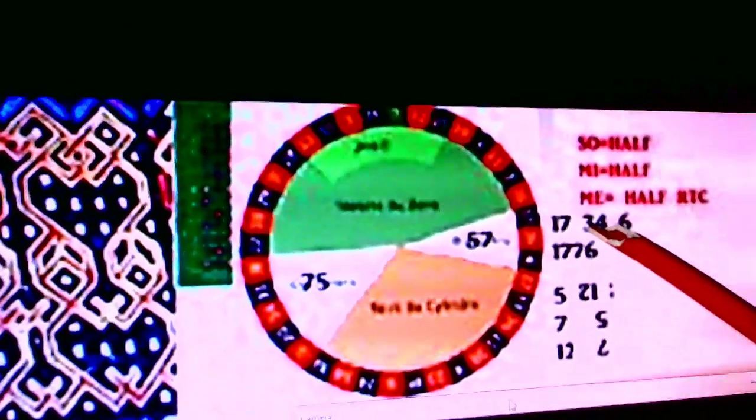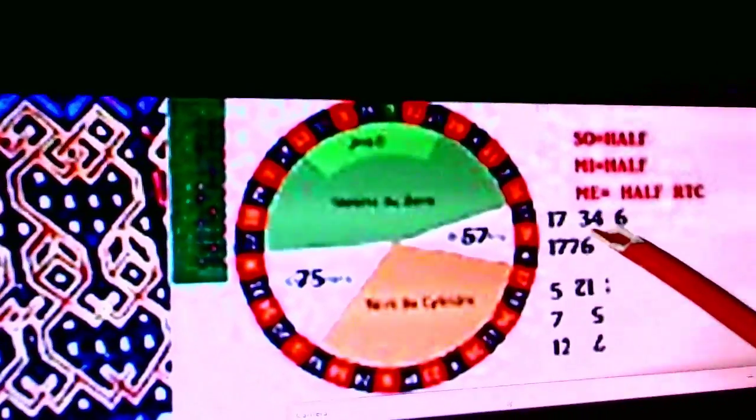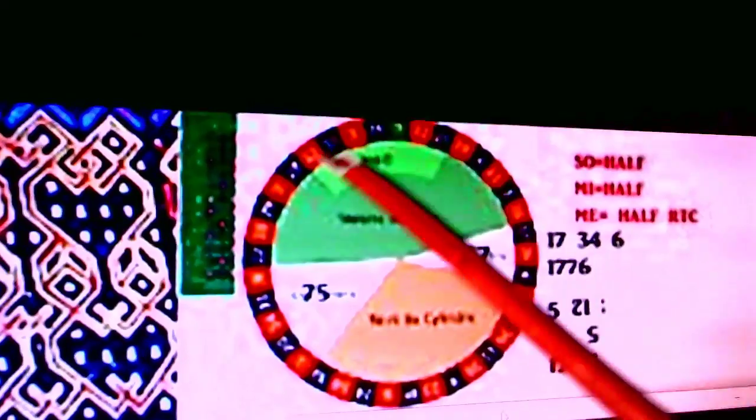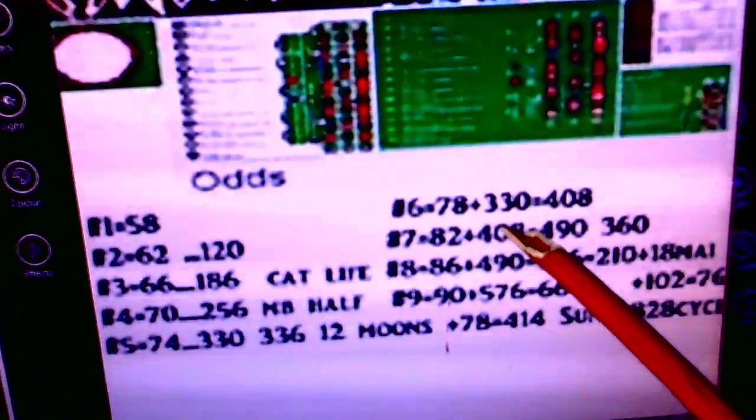Over here it says 1734-6. 1734, this is Mars, equals 1776. This is 75. 7 and 5 is 12. 1 and 2 is 3. So this is the half-life. How many numbers up here? How many numbers down here? I have not counted yet. This is on the European side of roulette. There's the North American and the European.